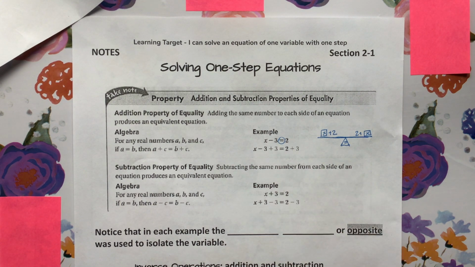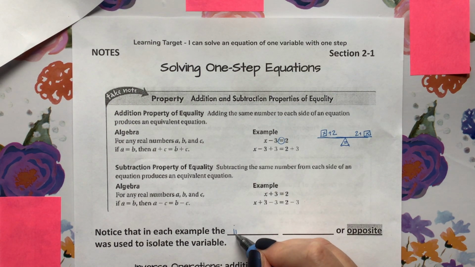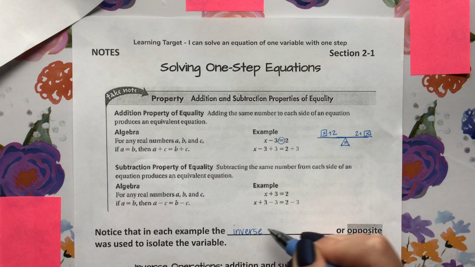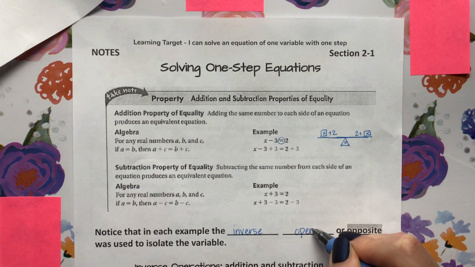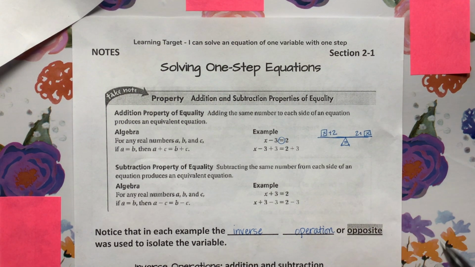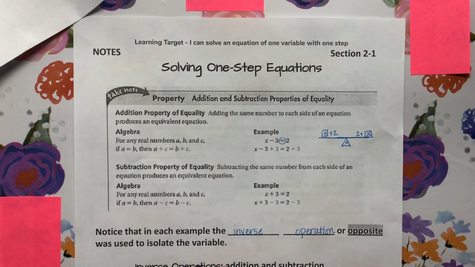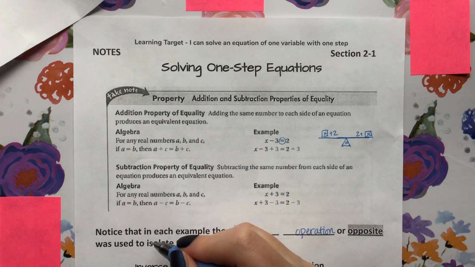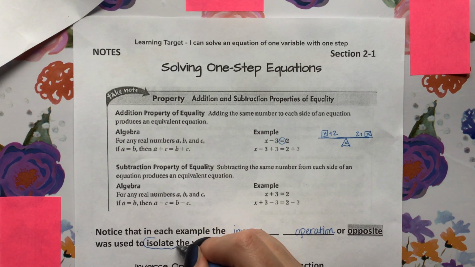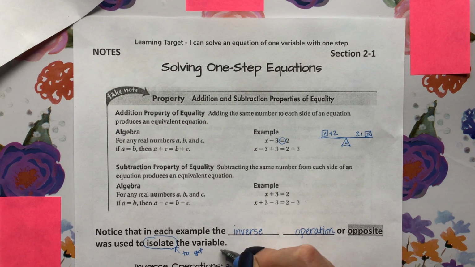So what I would like you to notice in each of these examples right here and here, they did the inverse operation or the opposite. And that's used to isolate the variable. Well, what does isolate mean? Isolate means to get alone.